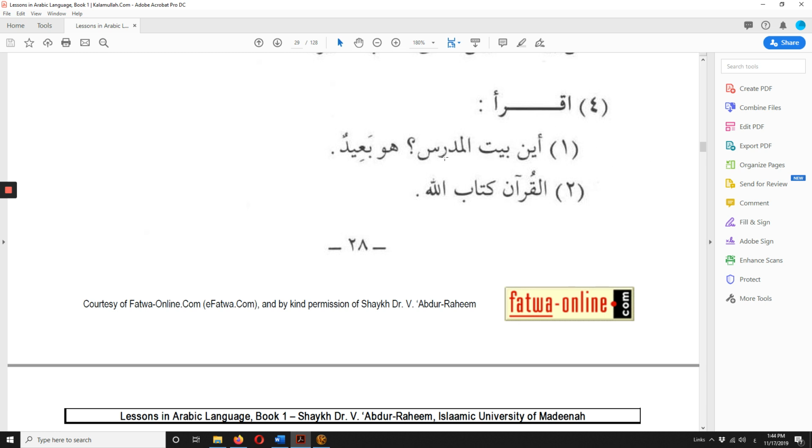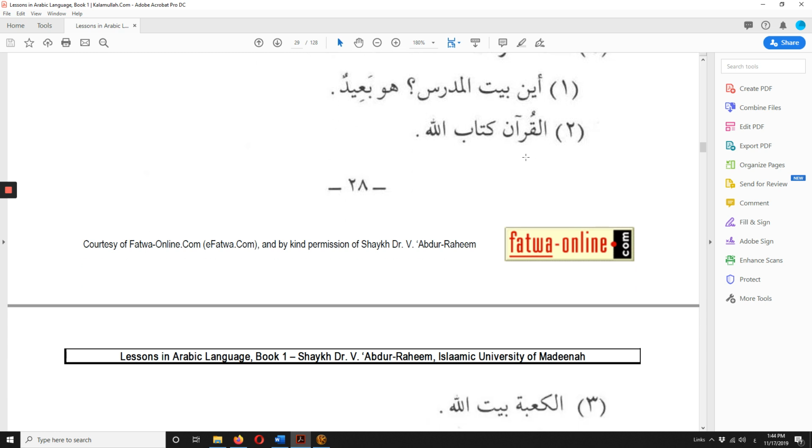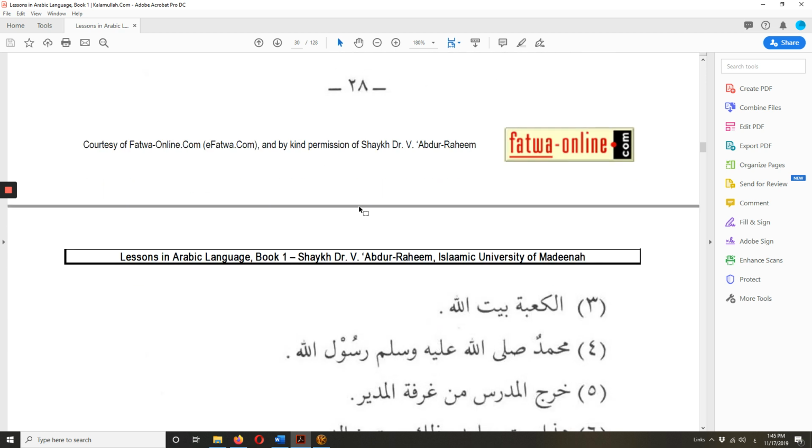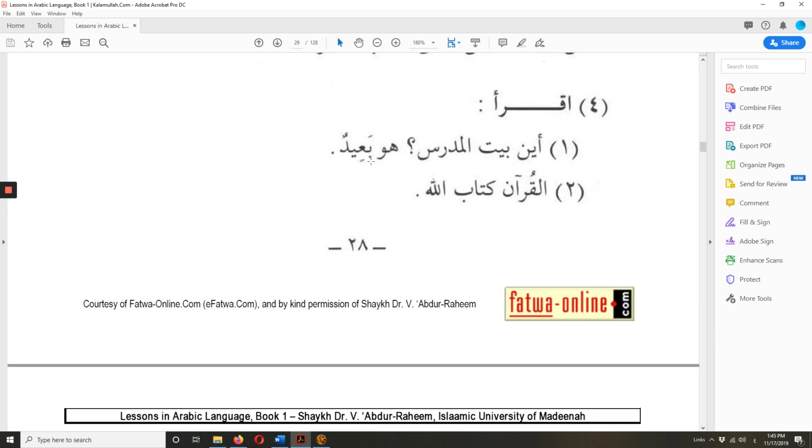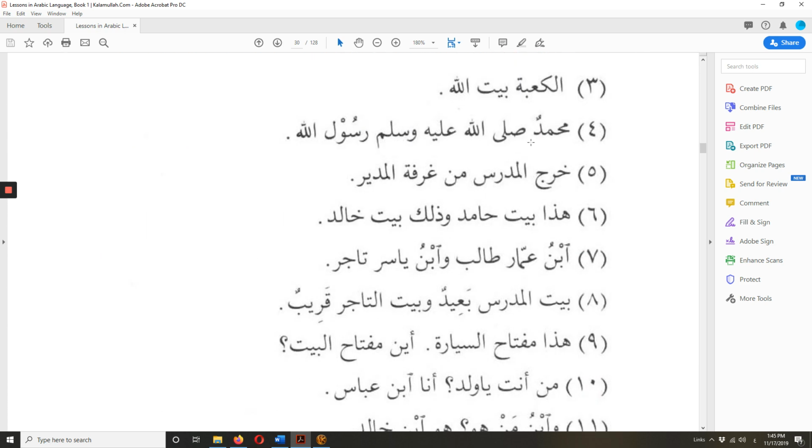اقرأ. أين بيت المدرس؟ هو بعيد. Where is the house of the teacher? It is far away. Al-Qur'anu Kitabullahi. The Qur'an is the book of Allah, or the book of God. Al-Ka'ba Baytullahi. So here it's just showing you how all this can be used in different kinds of sentences. So Muhammadun sallallahu alayhi wa sallama Rasulullahi. So this part here, grammatically, you could say it has no function in the sentence. The important thing is Muhammadun Rasulullahi.